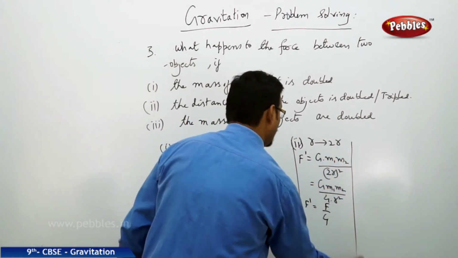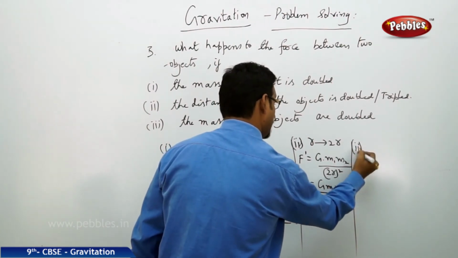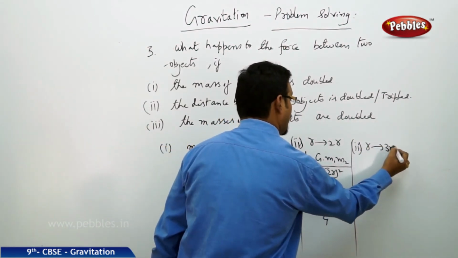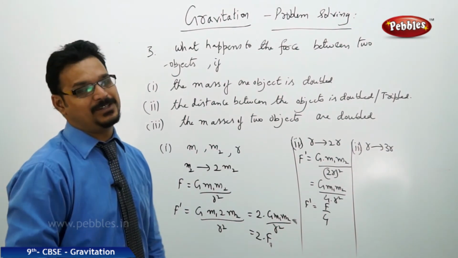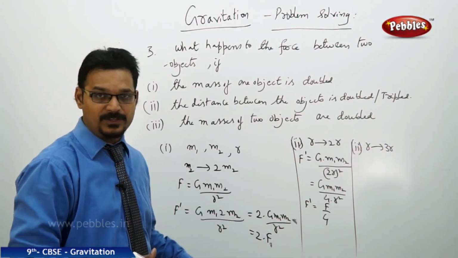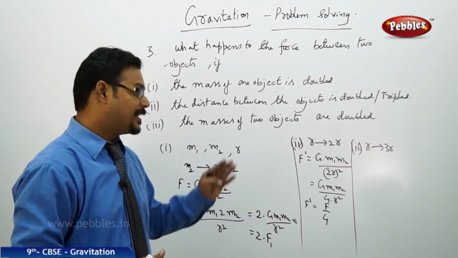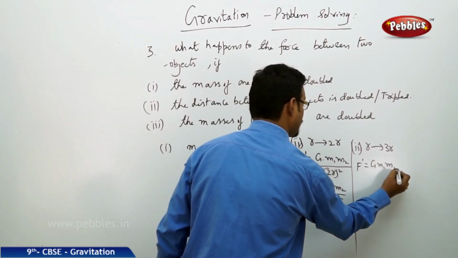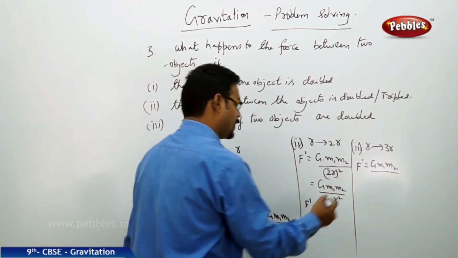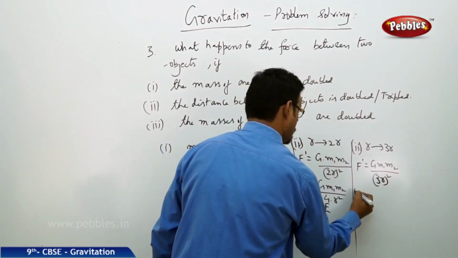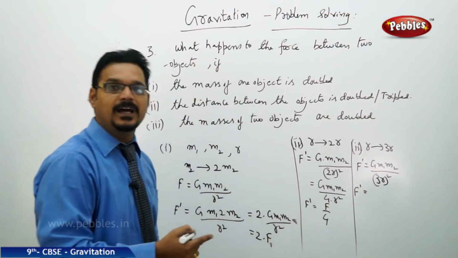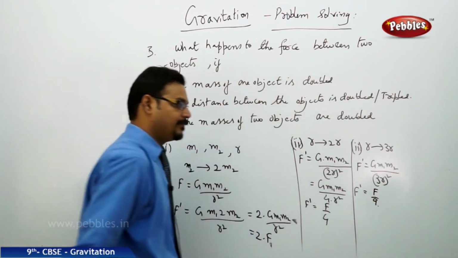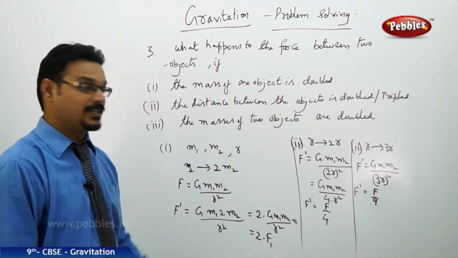Now the second one, more thing is that tripled. R becomes 3R. I think no need to do all this calculation. If you want to do it by yourself, pause the video and do it yourself, replay, and check the answer with me. So F dash equals G m1 m2 by R changes to 3R, so I can write 3R square. So quickly I am writing G m1 m2 by 9R square, and G m1 m2 by R square is F, so I can write F by 9. 9 times decreased, F by 9.